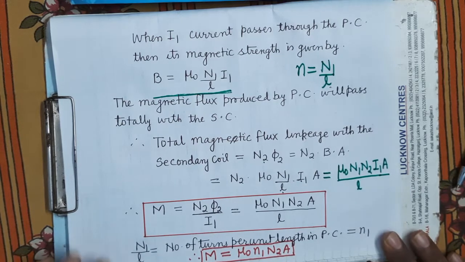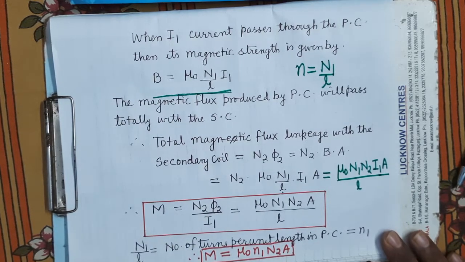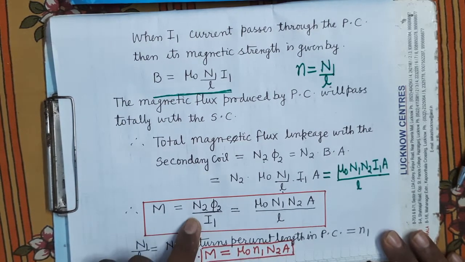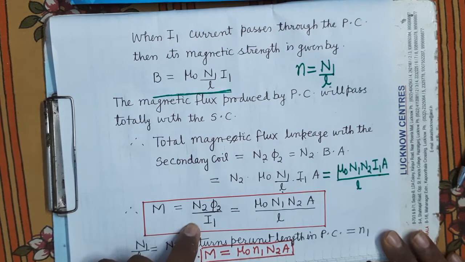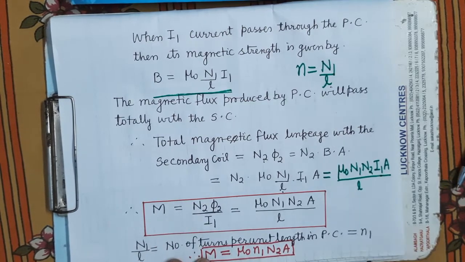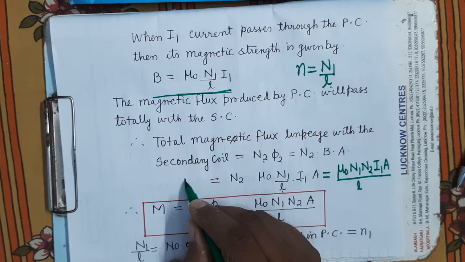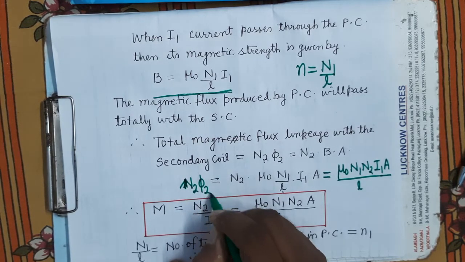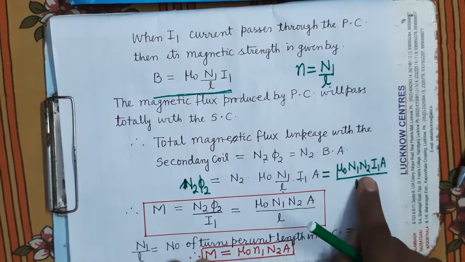So what will be the M? Coefficient of mutual induction. It is the magnetic flux linkage when unit current passes through the primary coil. So N2 phi 2 upon I1. So this is the M. This is N2 phi 2, and N2 phi 2 is equal to this much.